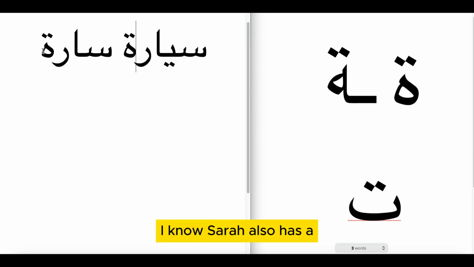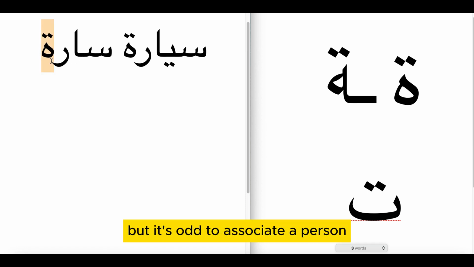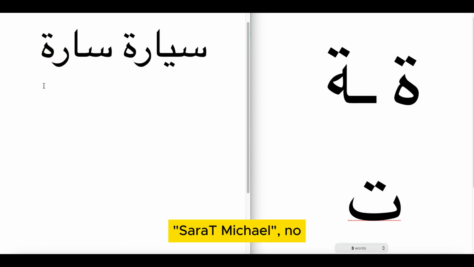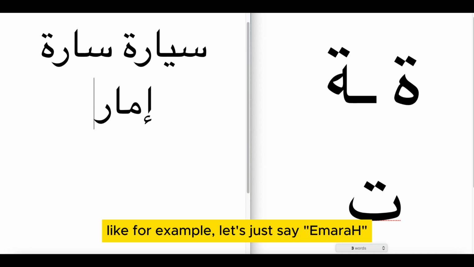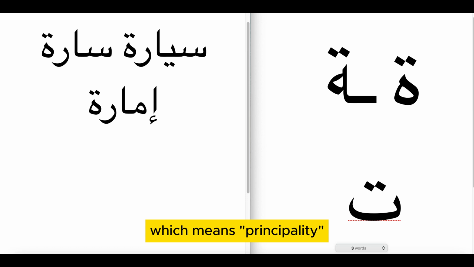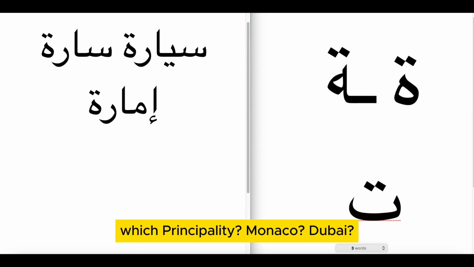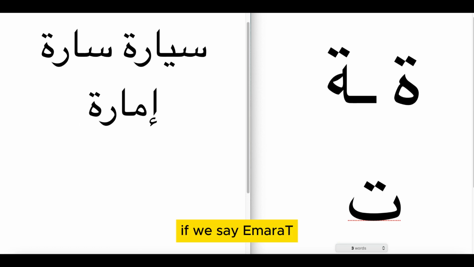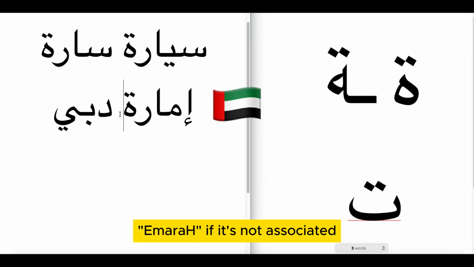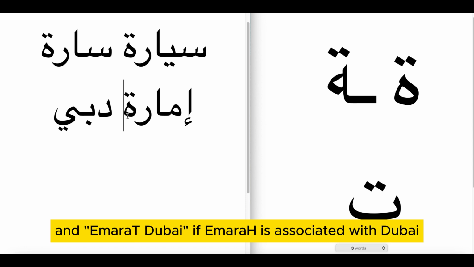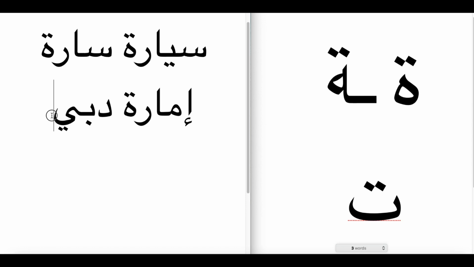I know Sarah also has a ta marbuta at the end of it, but it's odd to associate a person, someone, with something else. You can't say, for example, Sarat Michael. No, that sounds odd. So it's pronounced Sarah. Okay, so sayyarat Sarah. That goes for other examples, like let's just say Imara, which means principality. Which is principality? Monaco, Dubai. If we say Imarat, see, Imarat Dubai. Imara if it's not associated, and Imarat Dubai if Imara is associated with Dubai.